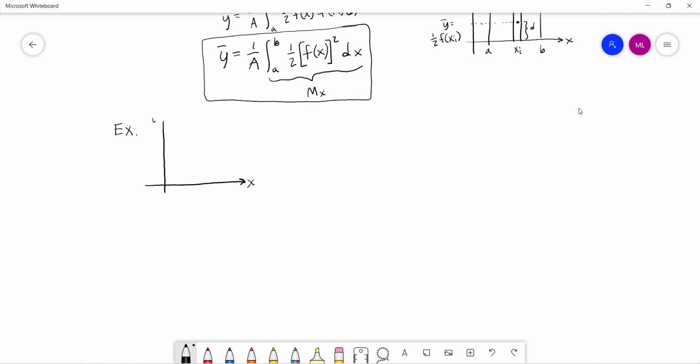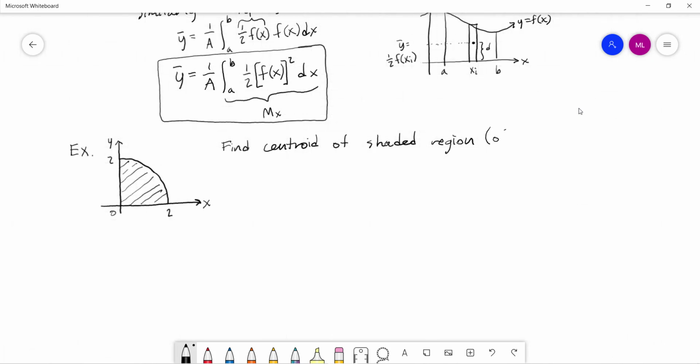So let's say I want to find, here's my region, x, y, and I want to say it's maybe just like a quarter circle of radius 2. So this is the region that I'm interested in, only in the first quadrant here. So find the centroid of the shaded region, with the assumption that that region has uniform density.